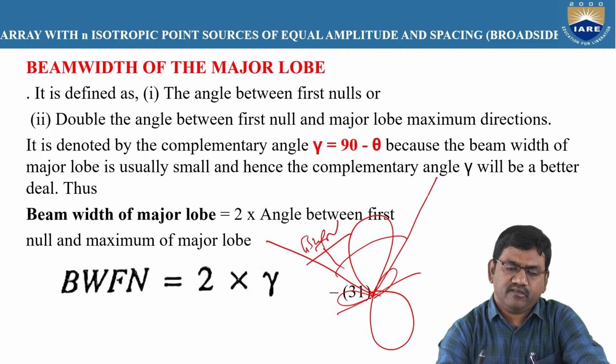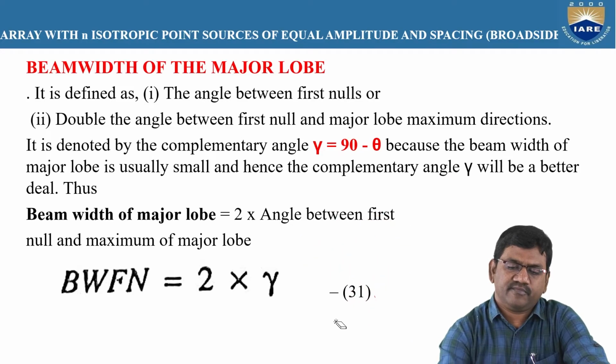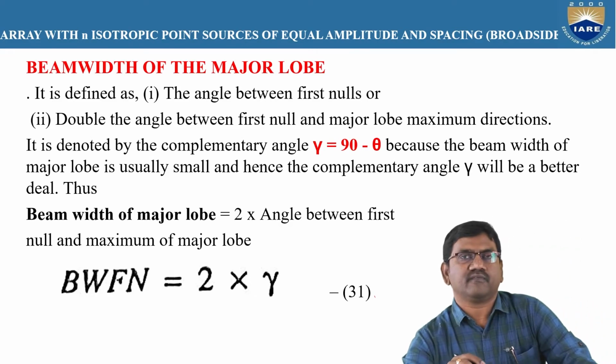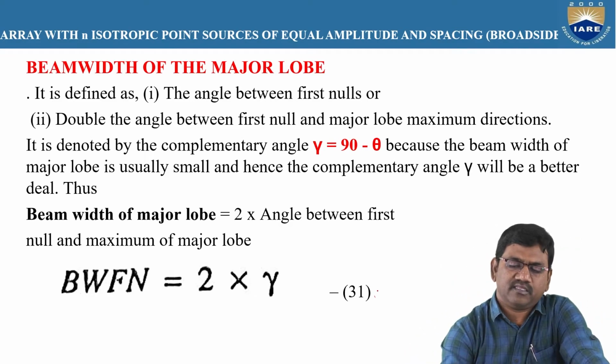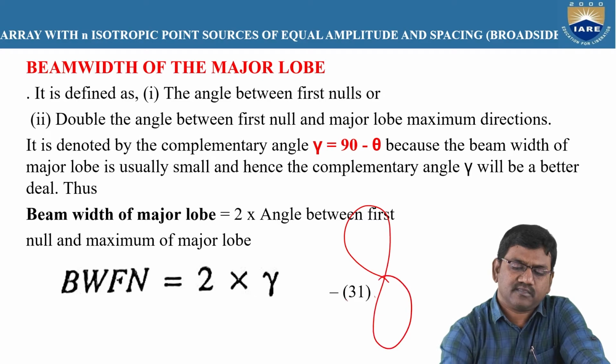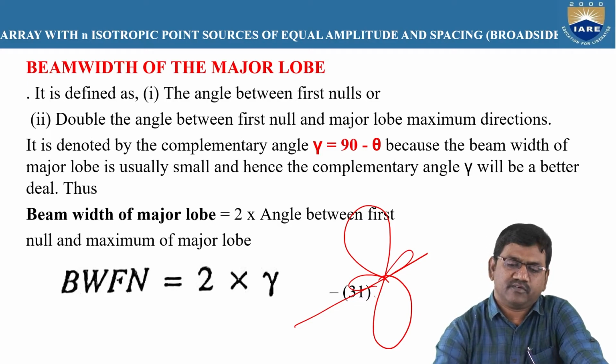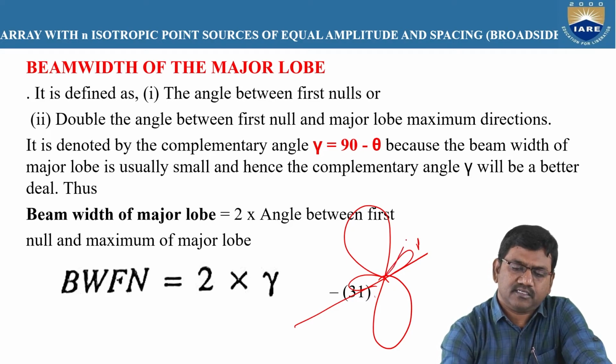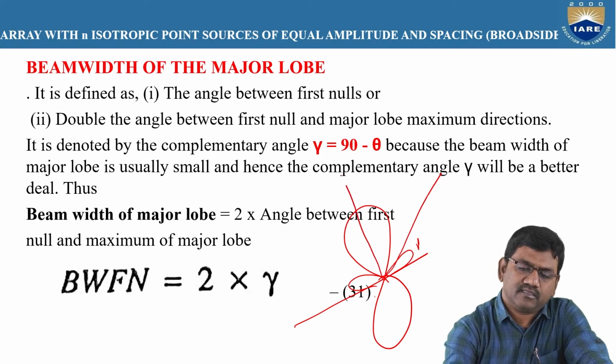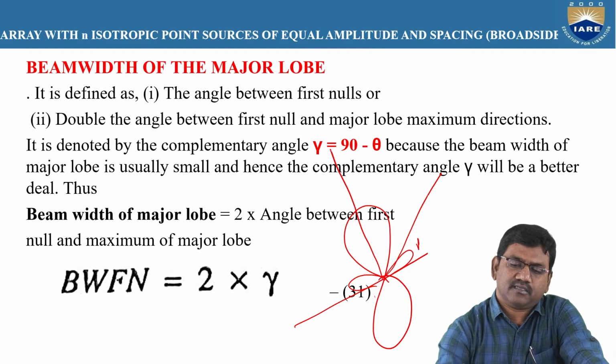And in another way, we can also find out the beam width between the first nulls by taking only half of the major lobe angle. That means you can see here, these are the first nulls. Double the angle between the first null. So if you take this as a first null, right? And this is the, so this is half.